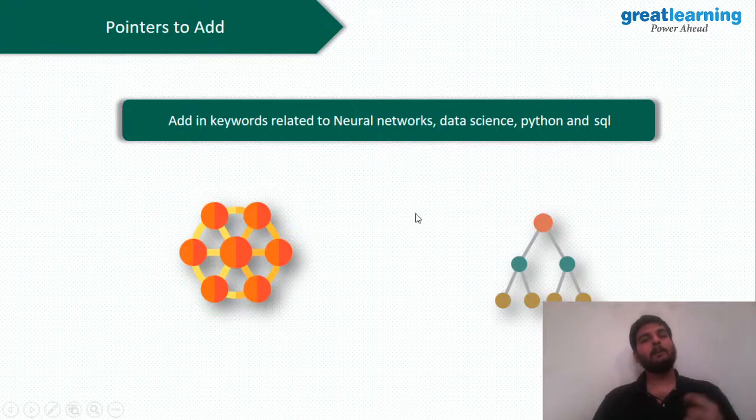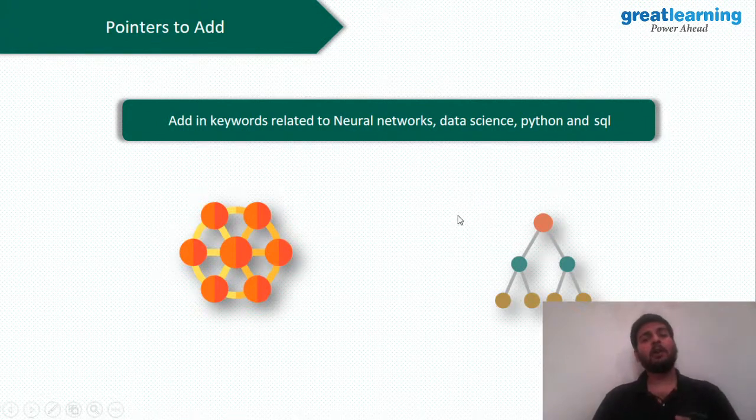So let's say you're applying for an ML based role or a machine learning role. A machine learning engineer would normally work on certain fixed projects or certain fixed domains. A machine learning engineer definitely needs to have knowledge of neural networks, such as convolutional neural networks, recurrent neural networks, and so on.